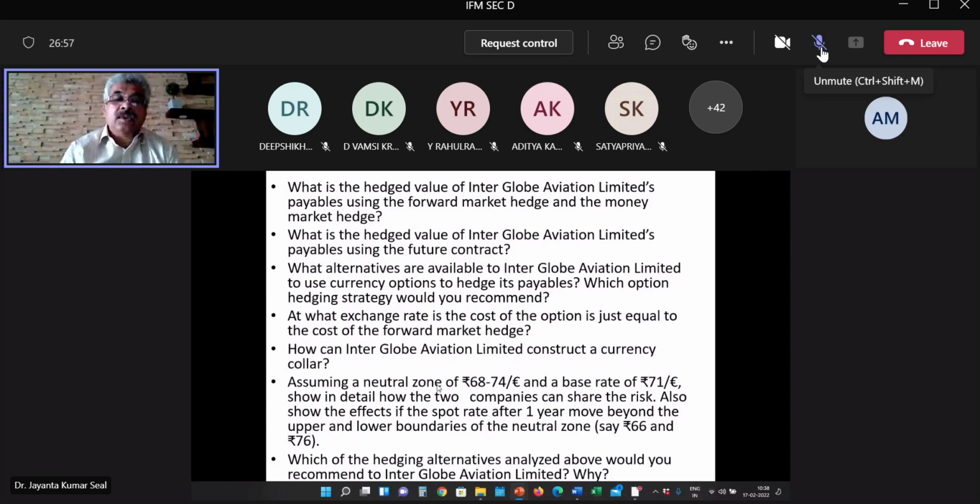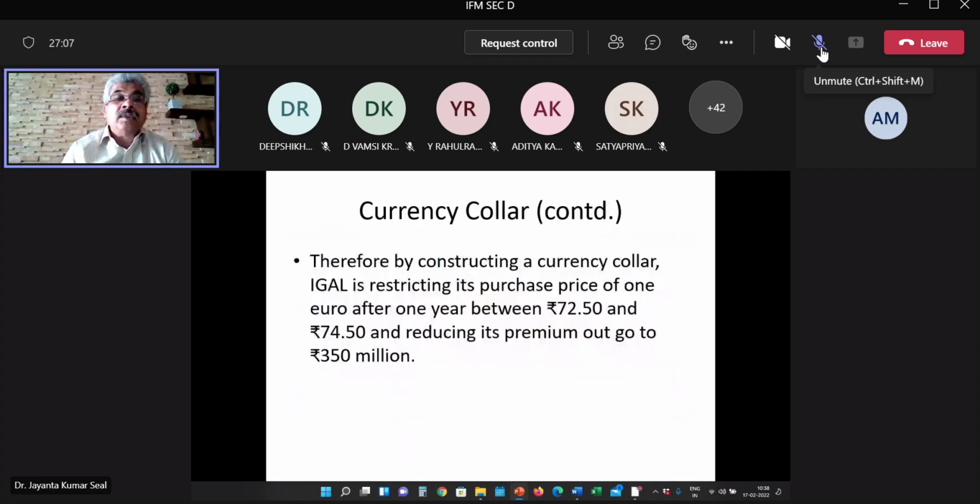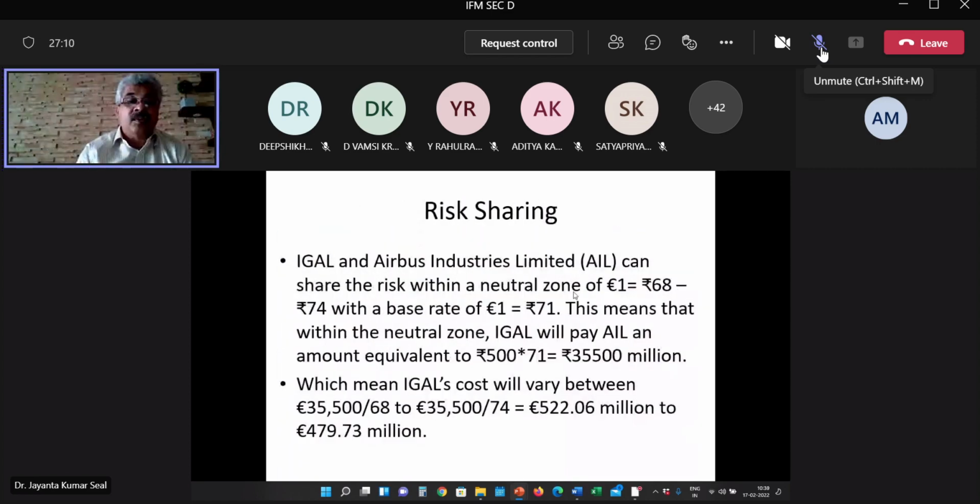Suppose they decide that there is a neutral zone of 68 and 74 and there is a base rate of 71. Within this neutral zone, Interglobe Aviation Limited will pay Airbus an amount equal to 500 into 71, that is 35,500 million. How do you get 500? 500 million euro is the contract price. And how do you get 71? This is decided by them, negotiated.